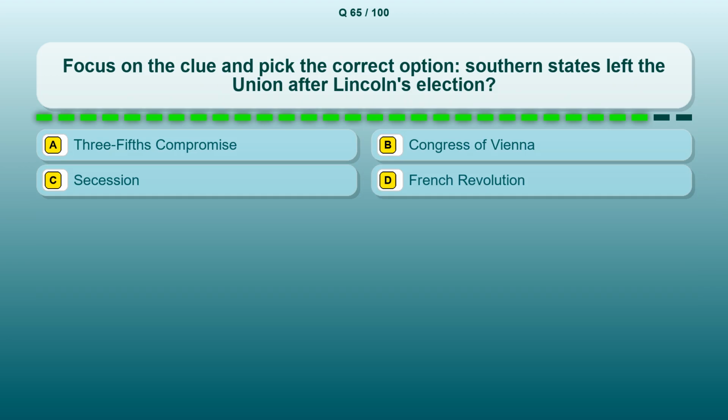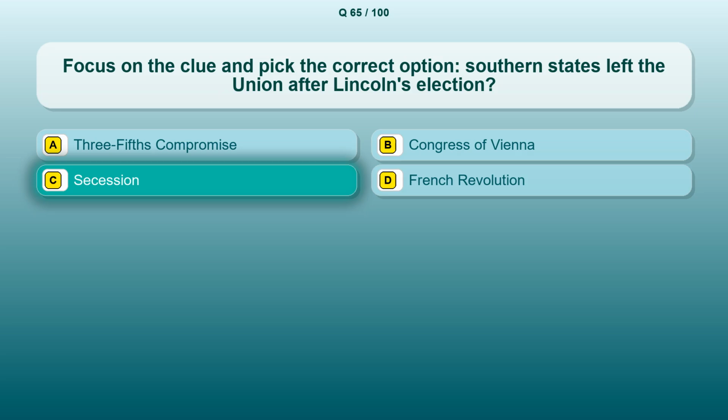Question 65. Focus on the clue and pick the correct option. Southern states left the Union after Lincoln's election. Option A, 3/5 compromise. Option B, Congress of Vienna. Option C, secession. Option D, French Revolution.